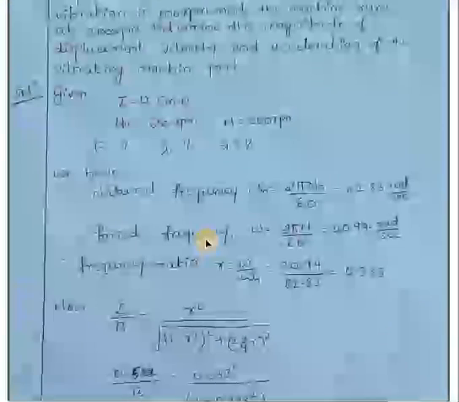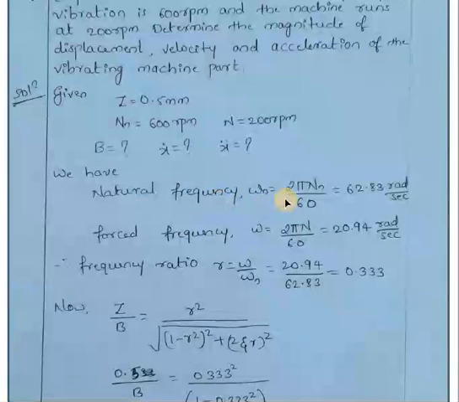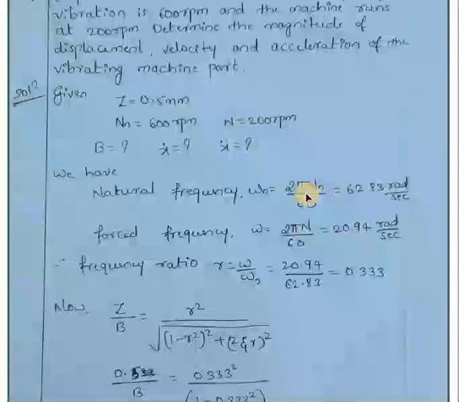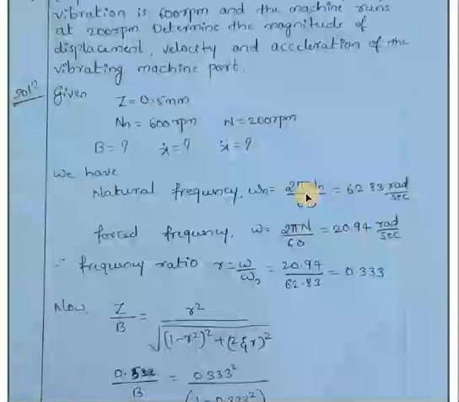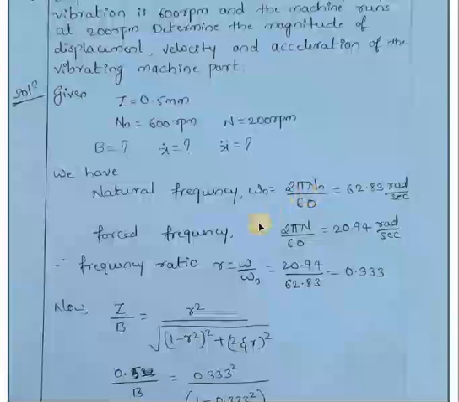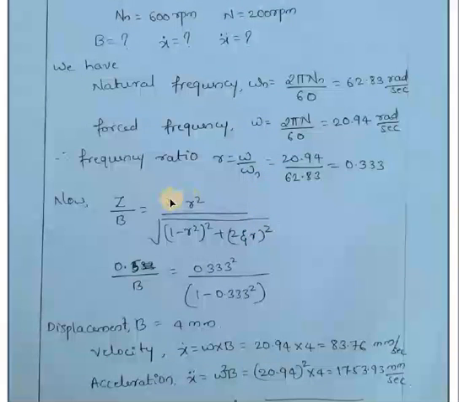So from the given data you can calculate omega n by using the formula 2 pi Nn by 60. So we will get it as 62.83 radian per second. Similarly, force frequency omega will be 20.94 radian per second. So the frequency ratio from these two will be 0.33. Now use this equation, that is the z by b equation. In this equation, you know r value, zeta you know.